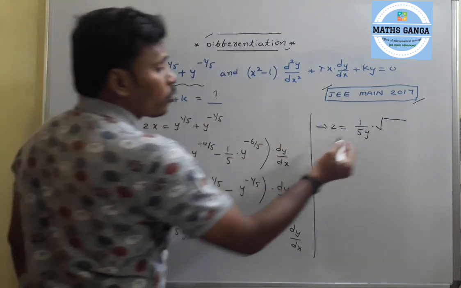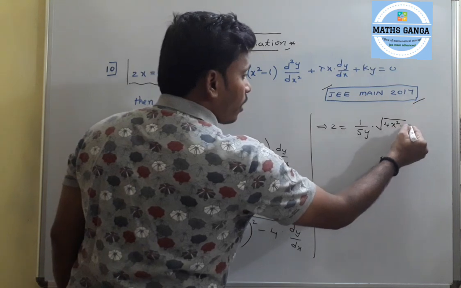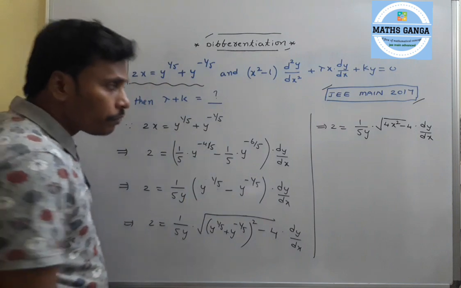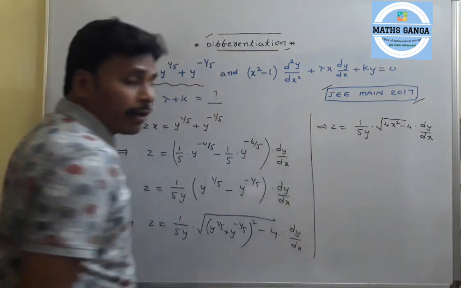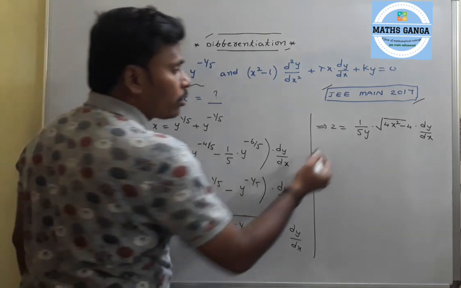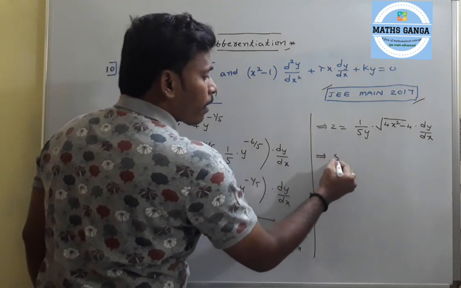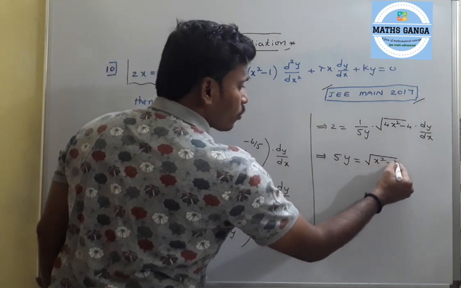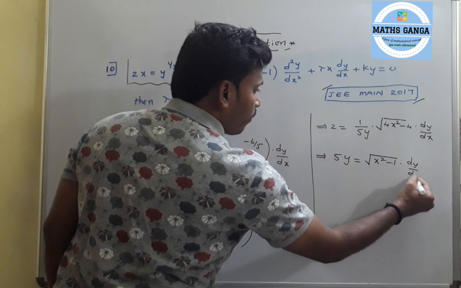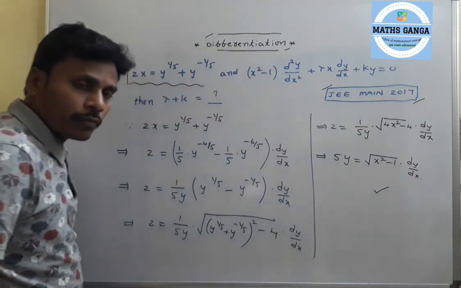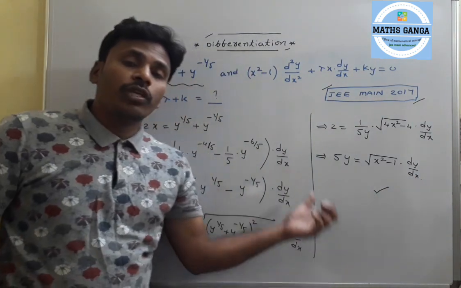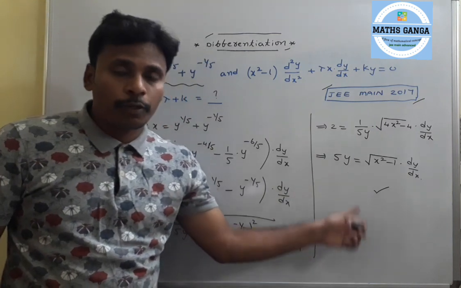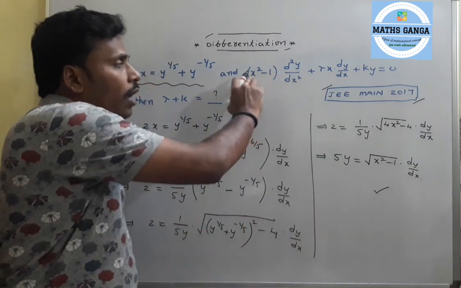Now, that implies 2 is equal to 1 by 5y into root of, this is what? 2x, right? 2x whole square is 4x square minus 4, into dy by dx. Finally, root of 4x square minus 4 generates 1 2 out. So what we have? 5y is equal to root of x square minus 1 into dy by dx. We have this now. Since it is a relation between dy by dx and y, mark it and again differentiate it with respect to x to get the second derivative and this relation.